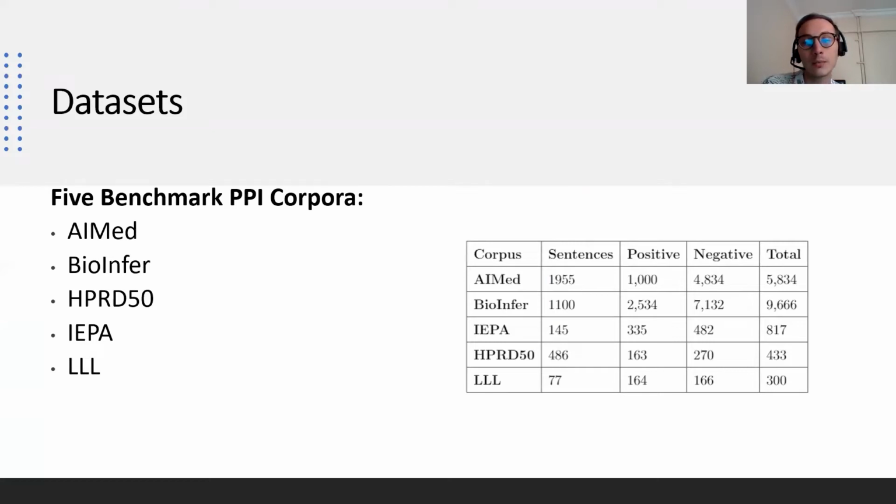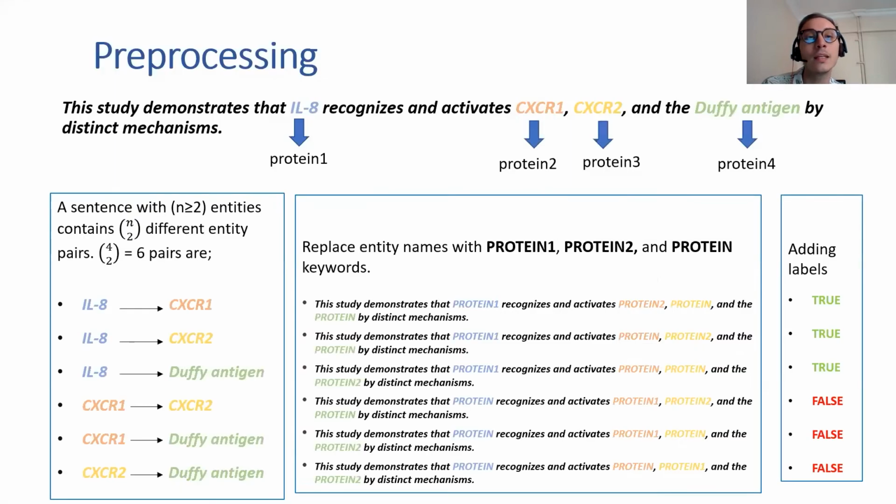We have 5 PPI corpora, which are AIMed, BioInfer, HPRD50, IEPA, and LLL. Each corpus has different statistics, as you can see in the table on the right. For example, AIMed contains around 1,000 positive entity pairs and around 5,000 negative entity pairs, in total 6,000. And we apply some pre-processing steps to each sentence in our datasets.